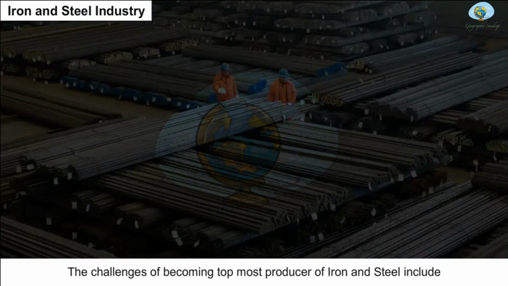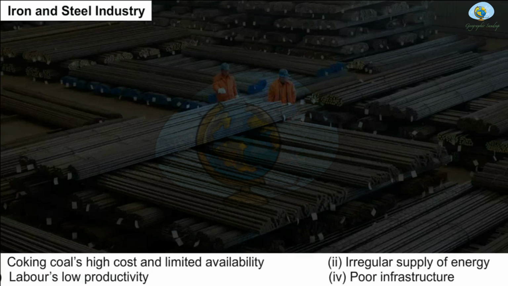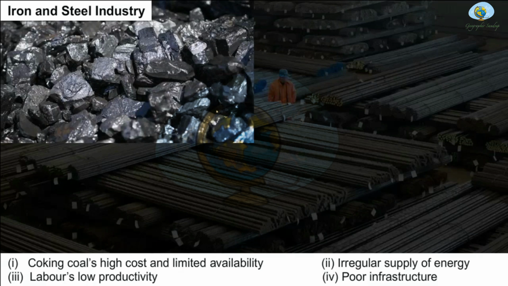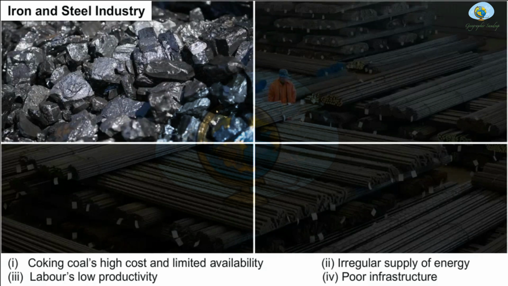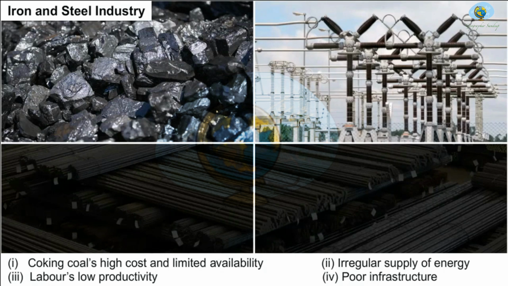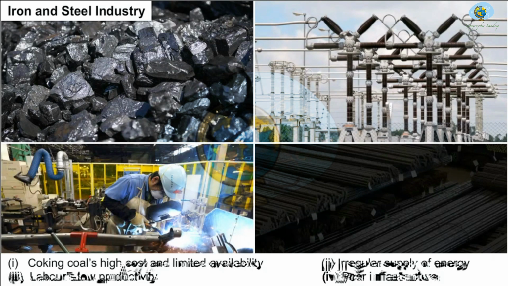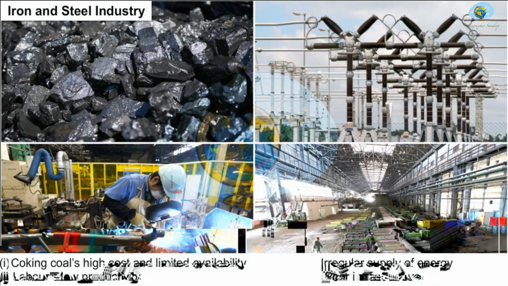The challenges of becoming the topmost producer of iron and steel include: 1. Coking coal's high cost and limited availability. 2. Irregular supply of energy. 3. Labor's low productivity. 4. Poor infrastructure.